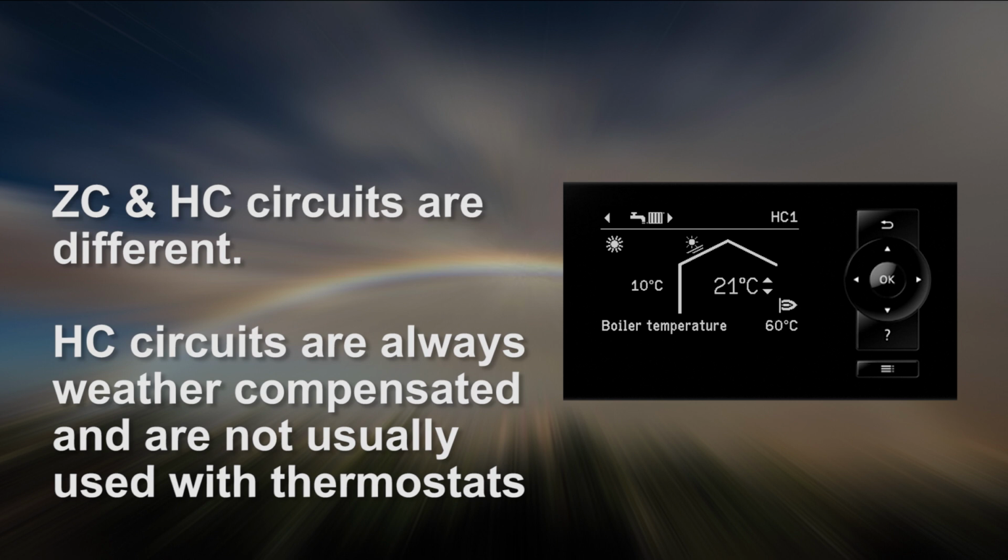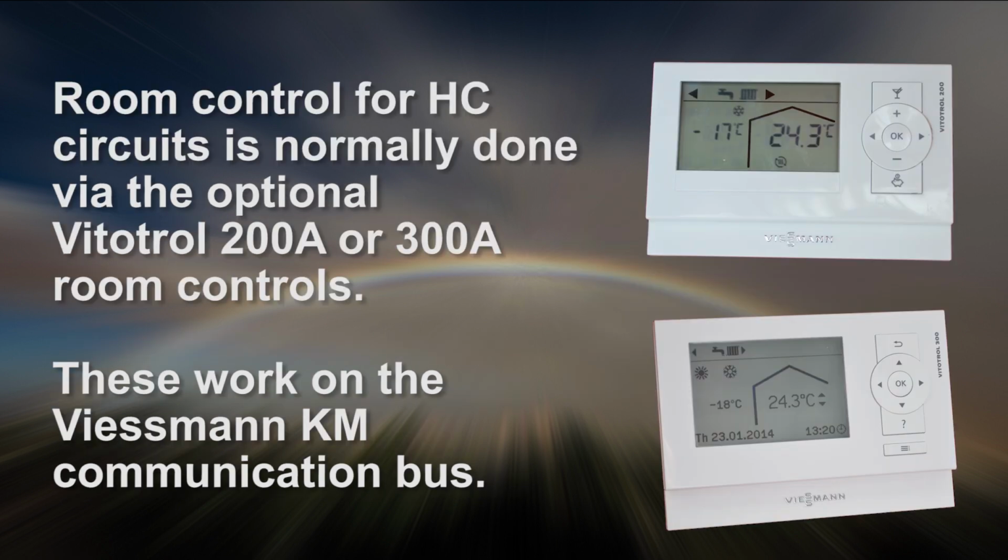Zone circuits and heating circuits are different. Heating circuits are always weather compensated and are not usually used with thermostats. Room control for heating circuits is normally done via the optional Vitotronic 200 or 300A room controls. These work on the Viessmann KM communication bus.